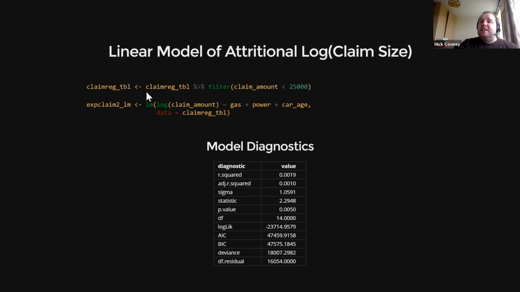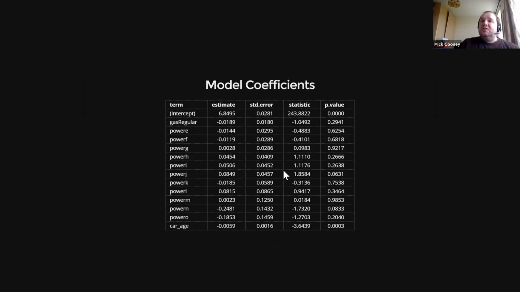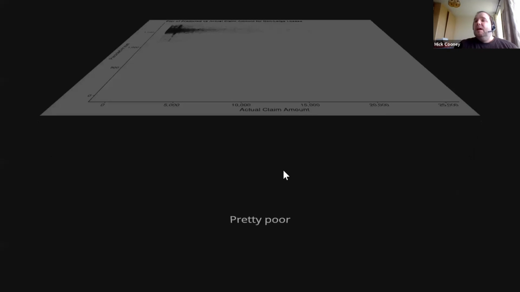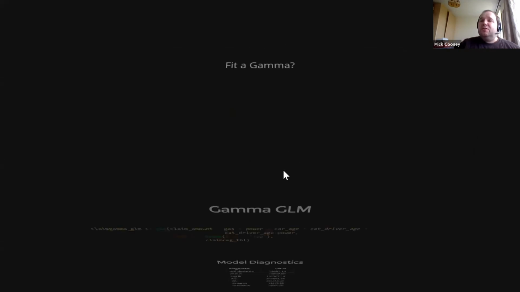Rather than accept this, we're just going to flog the dead horse. So we're going to look at all claims below 25,000 euros and fit this model, and we don't get any better. We get an R squared of 0.0019 now, and an adjusted R squared of 0.001. So it's still terrible. So let's just stop flogging the dead horse. Pretty poor. And let's try fitting a gamma.